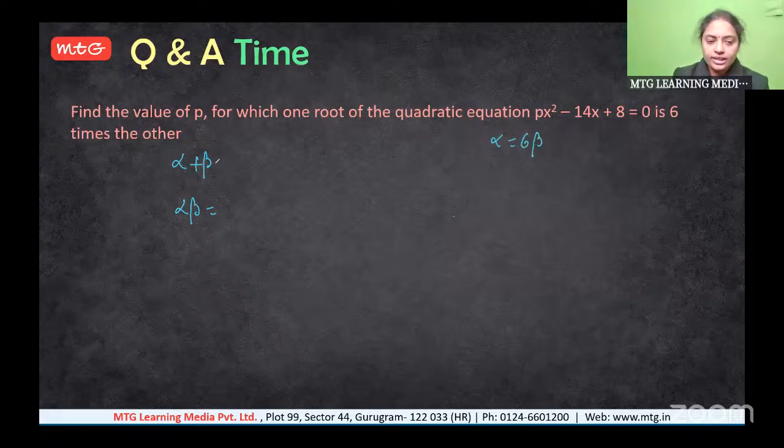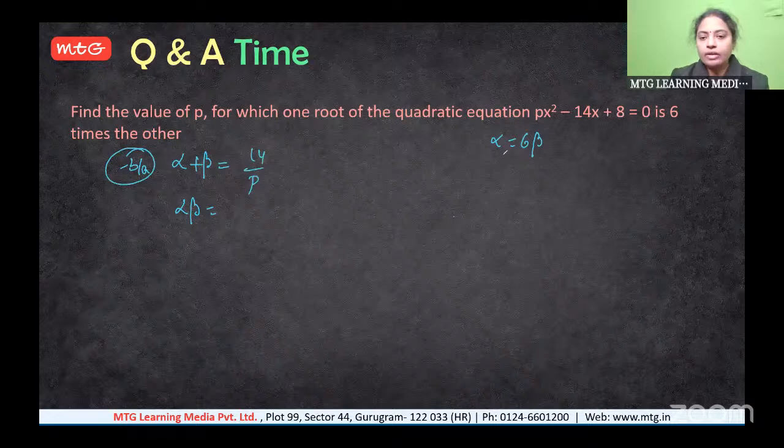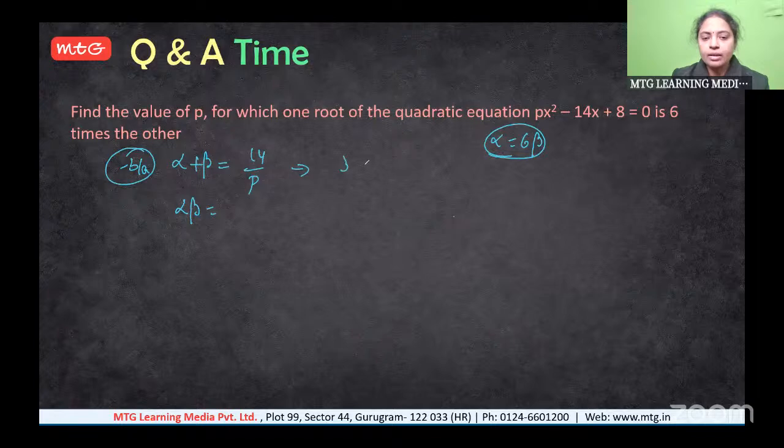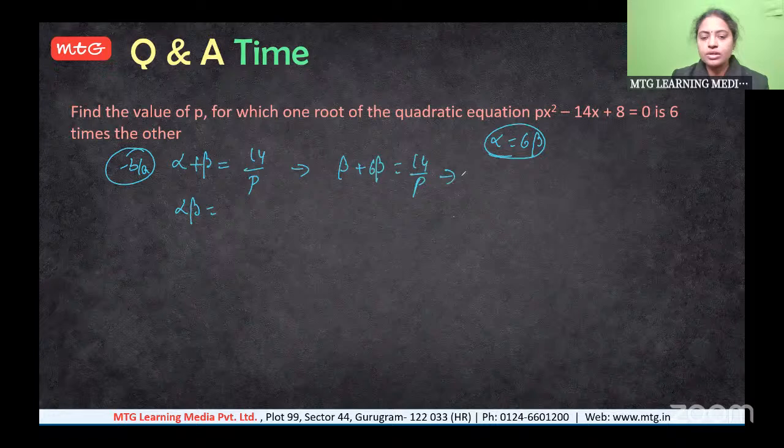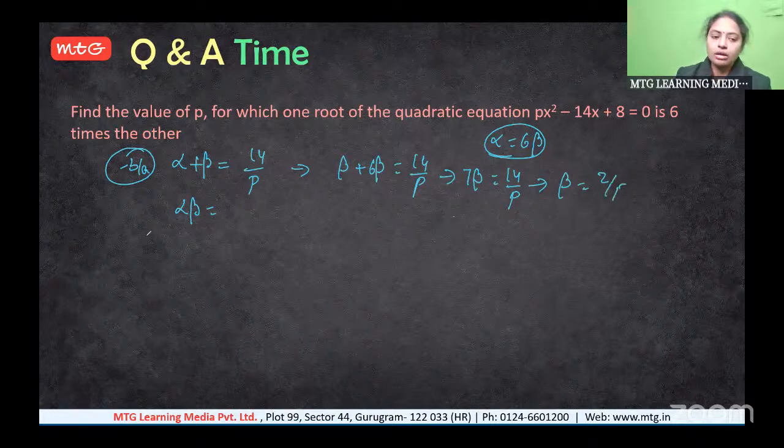Now here, what does this statement become? Alpha plus beta is nothing but minus b by a. You know that alpha beta is c by a. So यहाँ पे आप replace करोगे, you'll get 14 by p. But we have taken alpha is equal to 6 beta. So we will get beta plus 6 beta is equal to 14 by p, which makes 7 beta is equal to 14 by p, leading beta value as 2 by p.